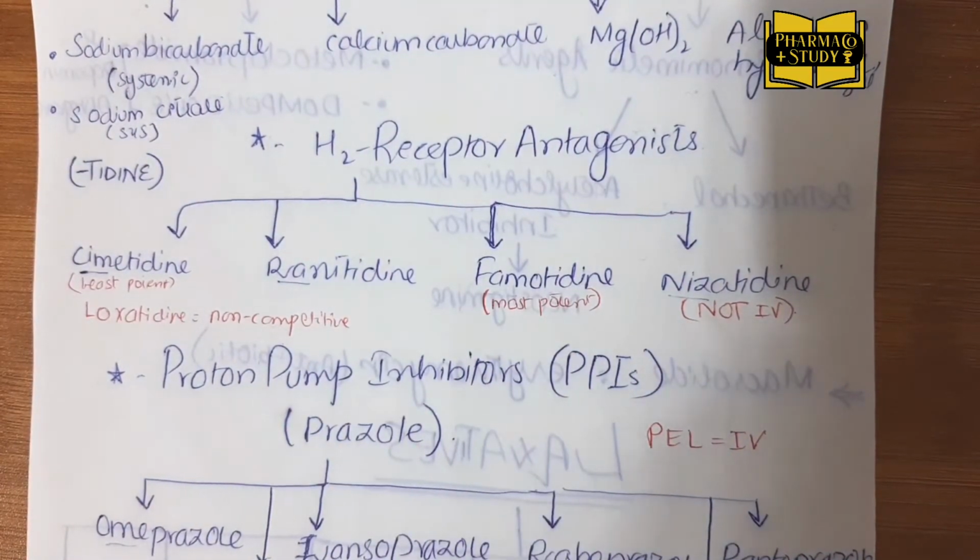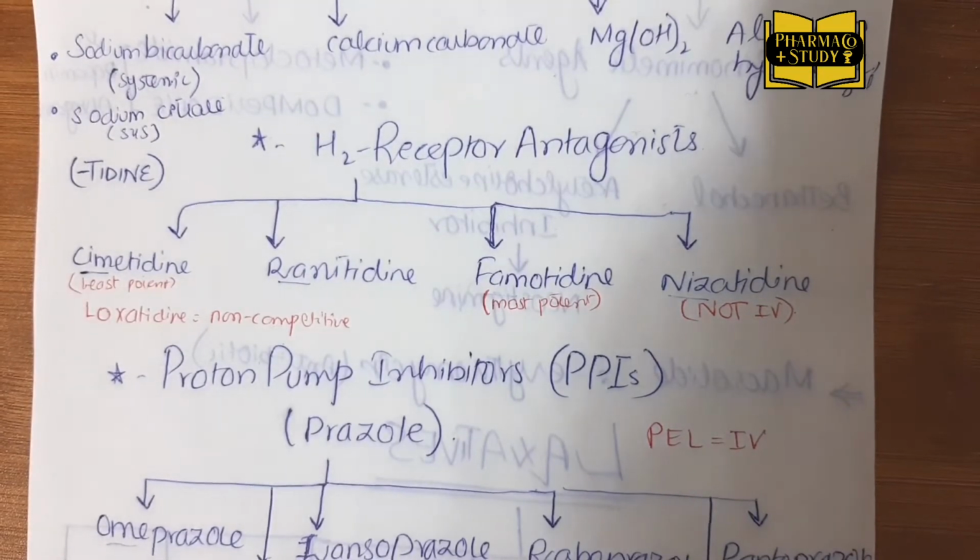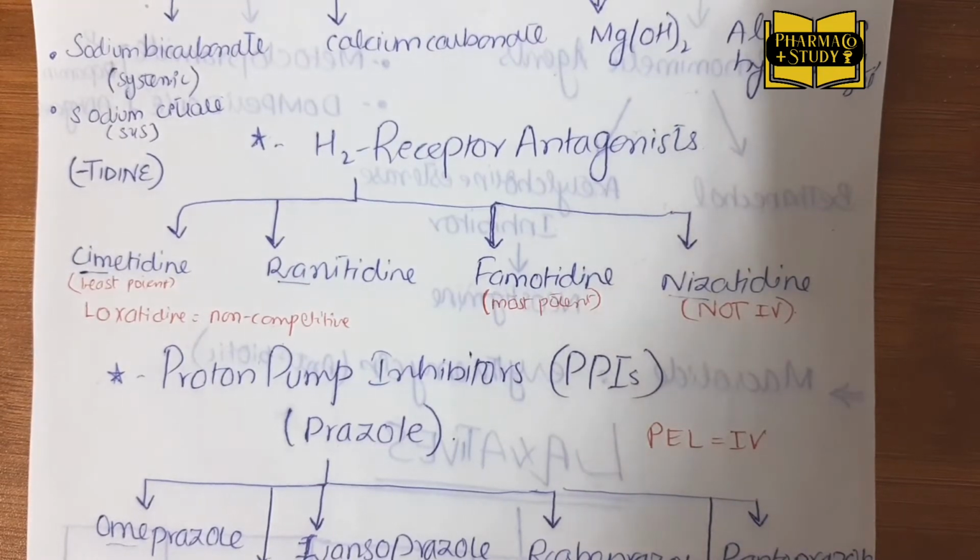So the "-tidine" is the mnemonic. You can use it as a mnemonic, or you can say that it is the identification of this class, -tidine. Okay, so this is the identification of this class of drugs that you need to remember. Whenever the ending "-tidine" comes at the end of a drug name, it should come to your mind that it is the class of H2 receptor antagonists.